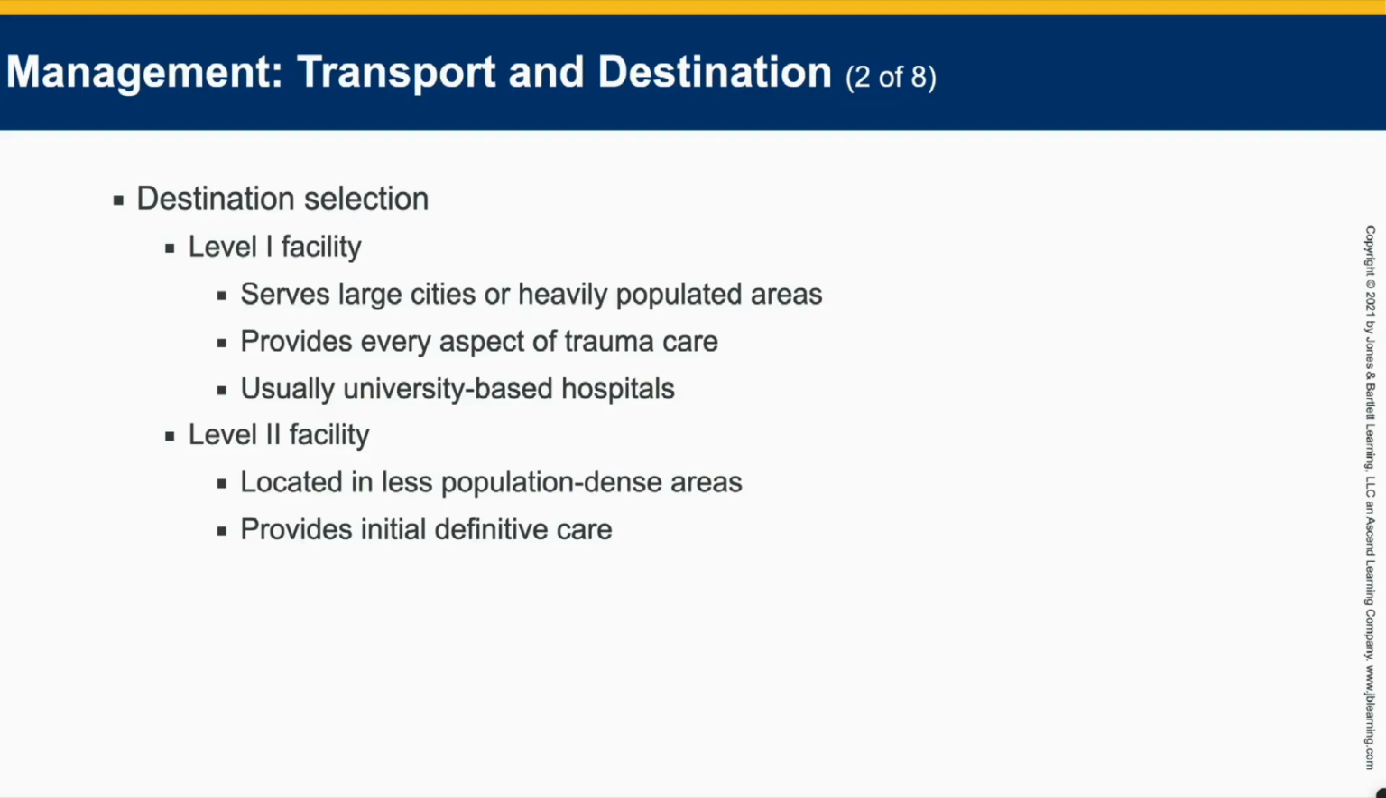Level 2 facilities are still very capable, but you'll usually find these in less populated areas. They can provide initial definitive care, meaning they can manage serious trauma, but may transfer out more complex cases. So your job in the field is to recognize how serious your patient is and make the best decision for getting them to the right place the first time.